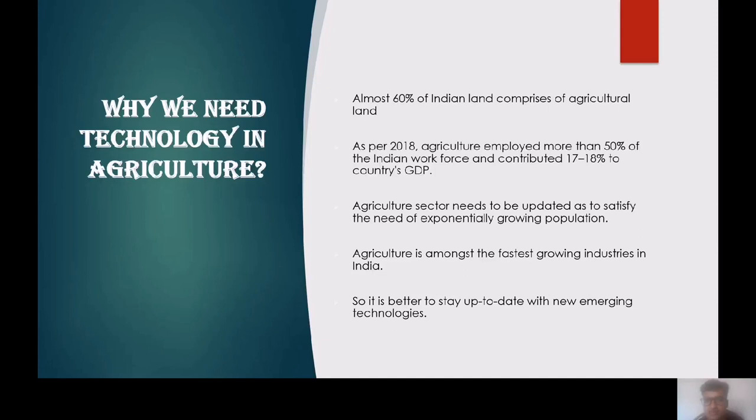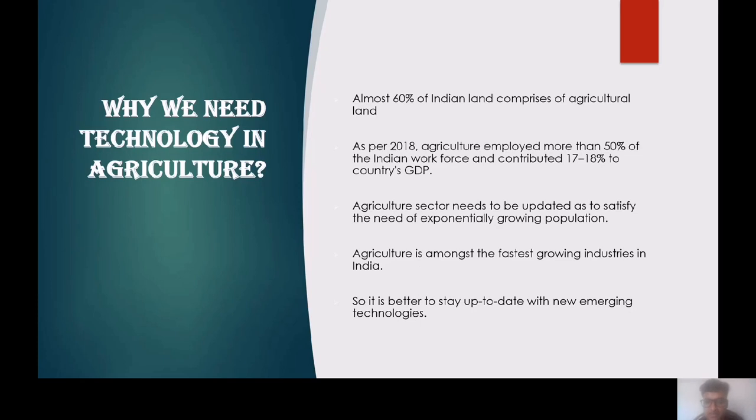So coming to why we need technology in agriculture. Almost 60% of the Indian land comprises agricultural land. As per 2018 data, agriculture employs more than 50% of the Indian workforce and contributed 17 to 18% to the country's GDP. And yet it is among the least developed sectors in a country like India.